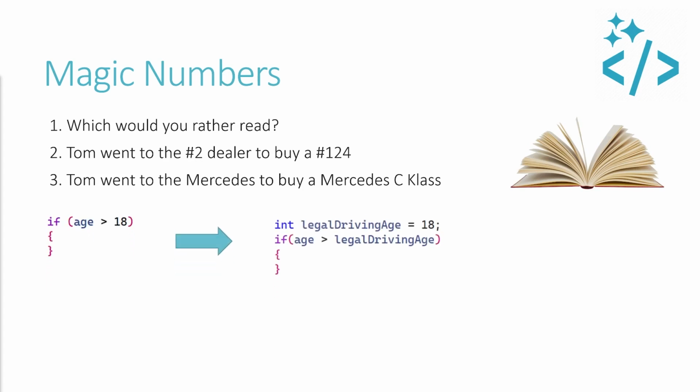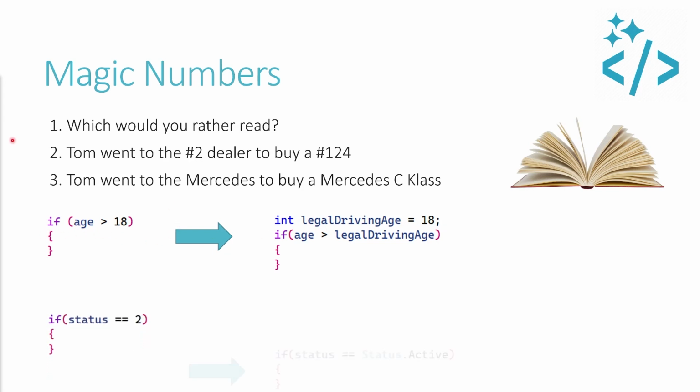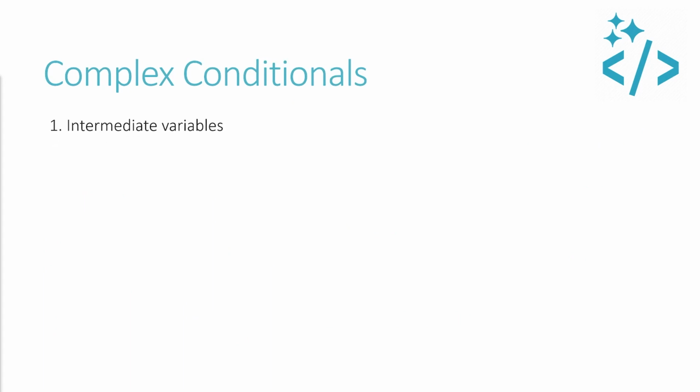So we see here, we do a comparison. So what does this if say? It's very hard to understand at the beginning, but if we declare here an intermediate variable with a clear name, we know exactly what this if is checking. And also another example, if we check a status for a code, number 2 is not really clear. If we create here also an enum with the status active, for example, then it's clear what this checking is doing.